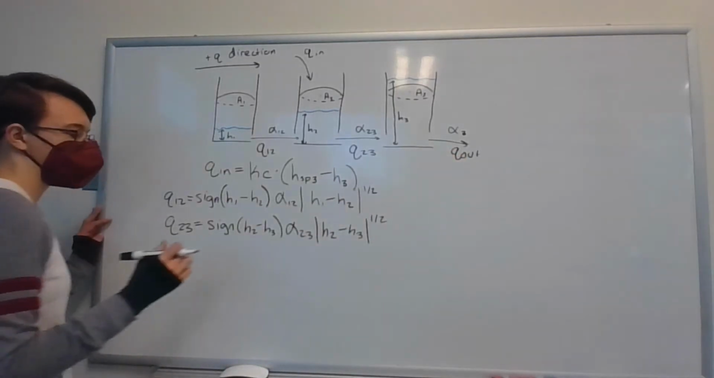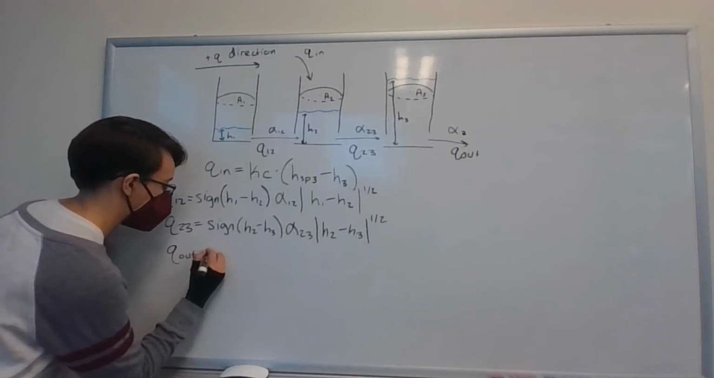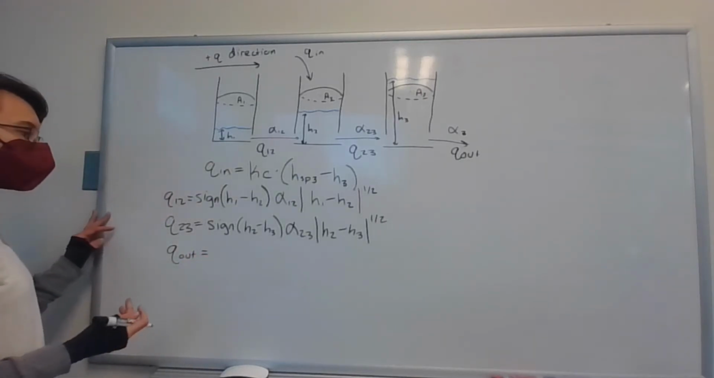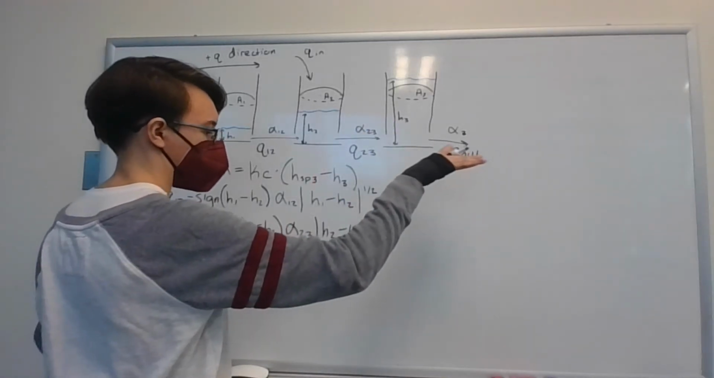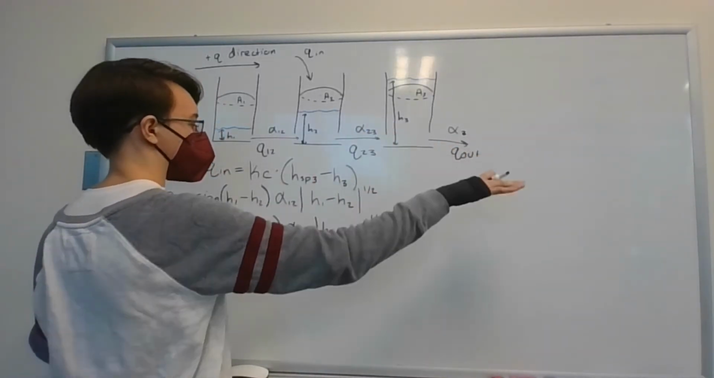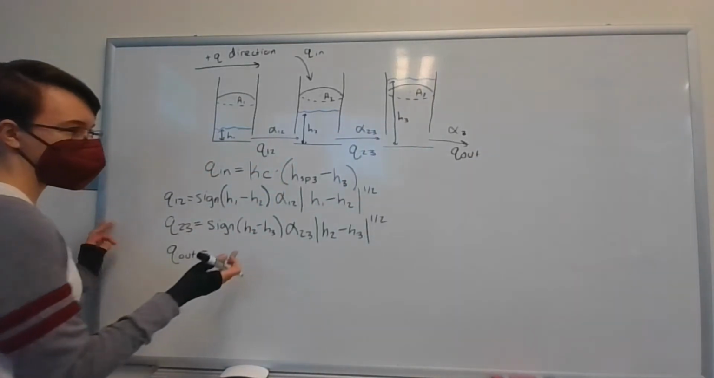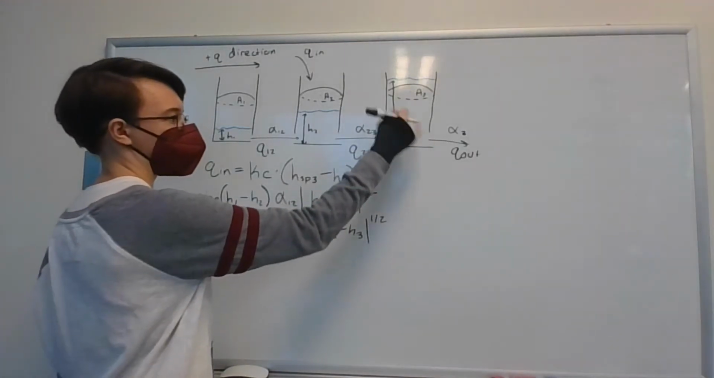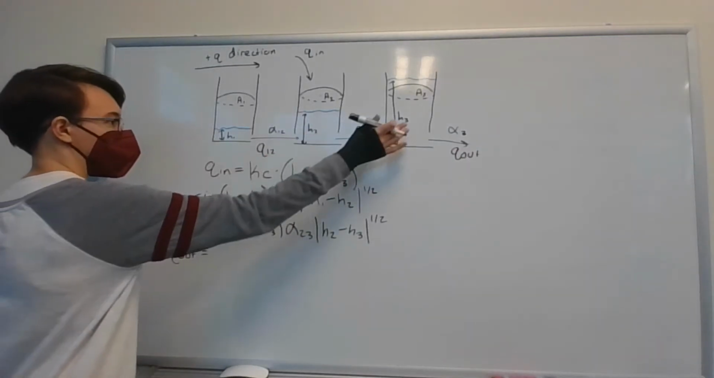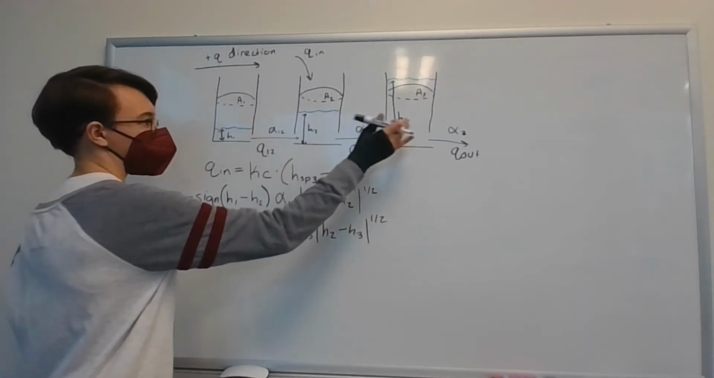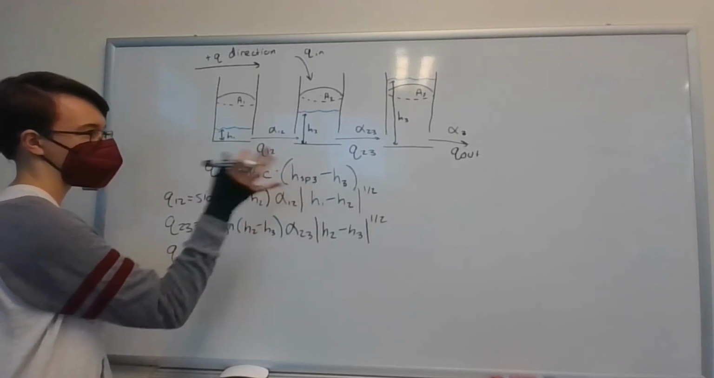And then we've got Q out, which is again similar, slightly different though. So we're going to have Q out be equal to, so this one we're just dealing with one tank and the surrounding environment. So we don't need to worry about that. We're just looking at this one tank. So the sign's always going to be positive because the height here is always going to be greater than everything else. So we don't need the sign here at all because we're not subtracting heights. We're just using height 3.